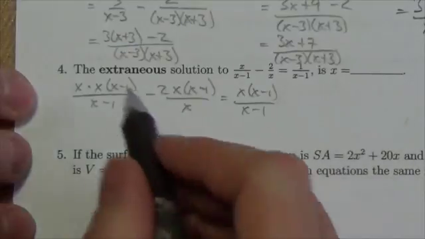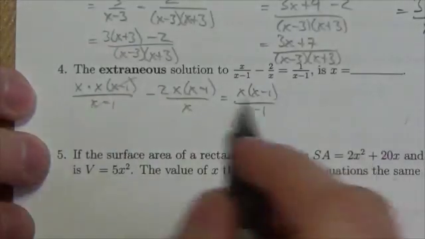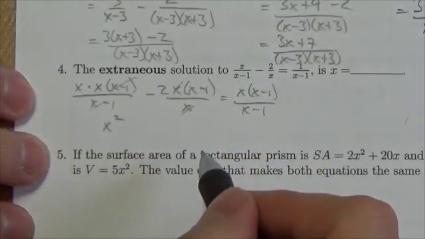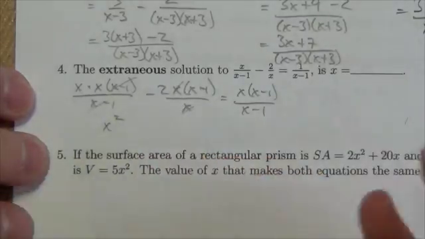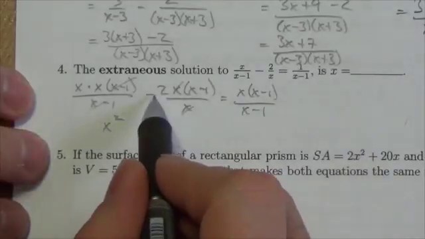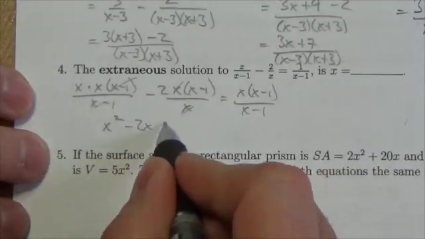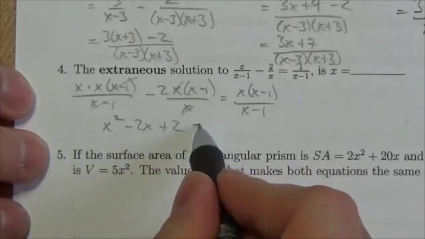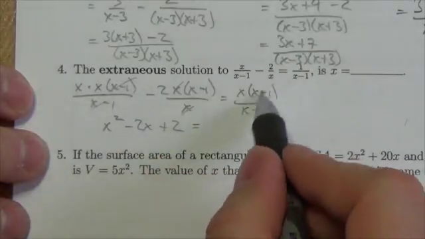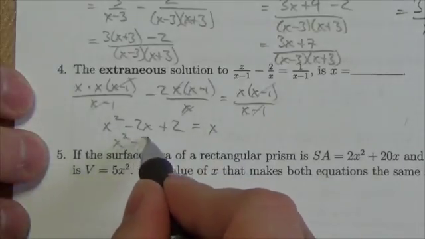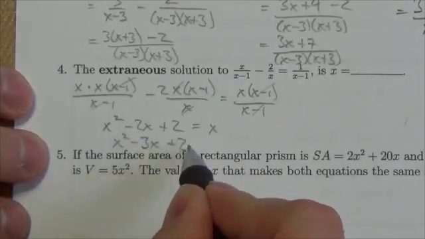Okay, so now here the x minus 1's cancel and I'm left with x squared. Here the x cancels, the two x's I suppose. And then I'm going to take that negative 2 and distribute it through, so it'll be negative 2x plus 2. On the right hand side the x minus 1's cancel and so we're left with just x here. And when you bring that over you're going to get x squared minus 3x plus 2 is equal to 0.